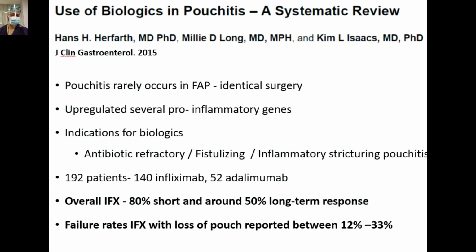So if these patients develop pouchitis which is antibiotic refractory, fistulizing or stricturing pouchitis, infliximab has a definitive role, and all of you should remember one study of 192 patients of pouchitis, in which 140 patients received infliximab and 52 adalimumab. Overall, infliximab had 80% short-term and around 50% long-term response. So this is a very good salvage therapy. Otherwise, these patients may end up with pouch excision leading to a permanent stoma. So the role of biologicals, the infliximab, has to be kept in the basket and has to be discussed with the patient.